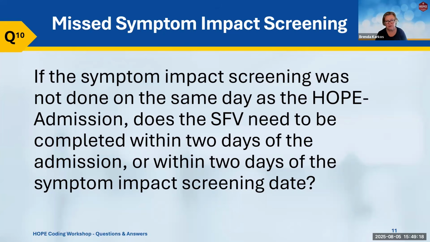Okay, so this is a great question. In a situation where there was no symptom impact screening completed, there would be no SFV required since it's based on J2051 symptom impact to trigger the SFV. However, once the symptom impact is completed, the SFV may occur anytime within the 2 calendar days or later on the same day as the assessment, where an initial finding of moderate or severe symptom impact was determined during that admission or the HUV. So again, it's 2 days from the symptom impact, not 2 days from admission.